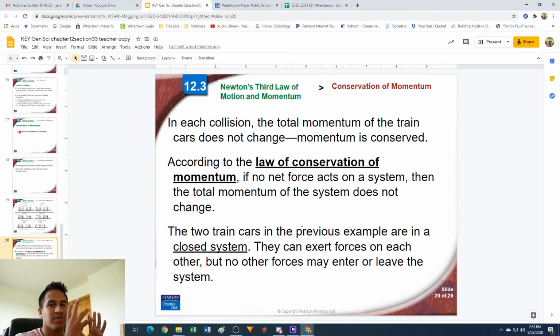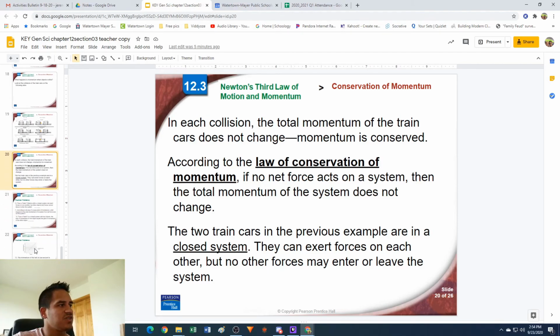So all the momentum that the first cart has gets transferred to the second cart. Granted, in real life, there's always going to be other forces acting because we can't create a closed system in real life. That would be too difficult. But the concept still applies, okay? So basically, again, if one object loses momentum, that momentum has to go somewhere. It doesn't just disappear.